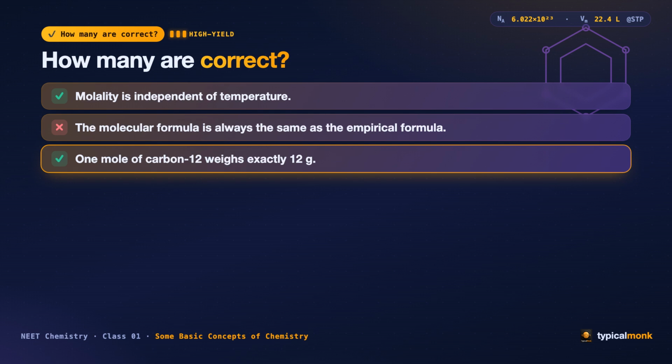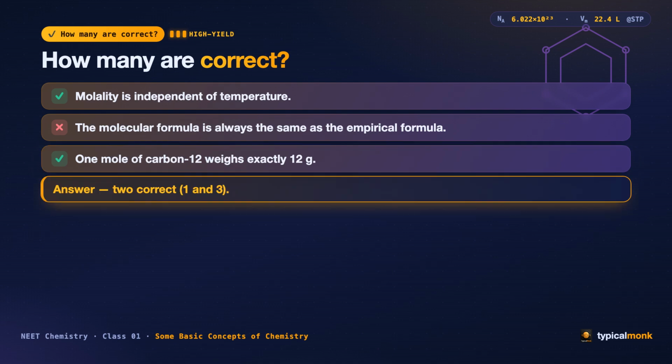Statement 3. 1 mole of carbon-12 weighs exactly 12 grams. This is, in fact, the very definition the mole was built on. So, how many are correct? 2 statements, the first and the third. Molality truly ignores temperature, and carbon-12 truly anchors the mole at 12 grams.